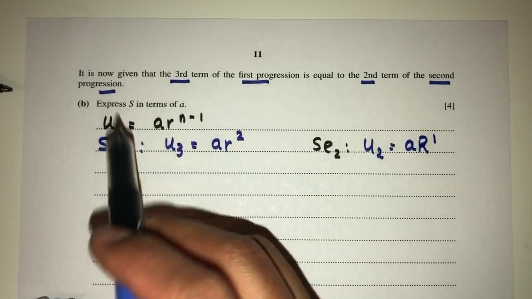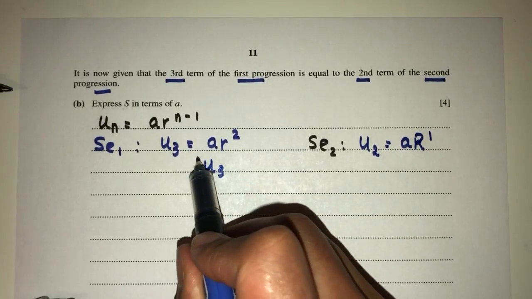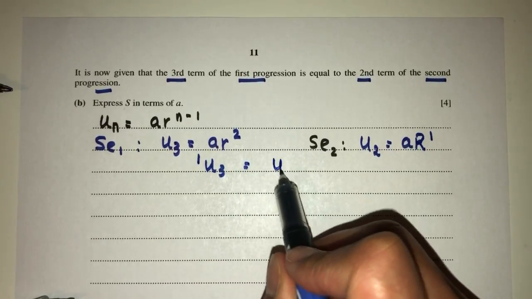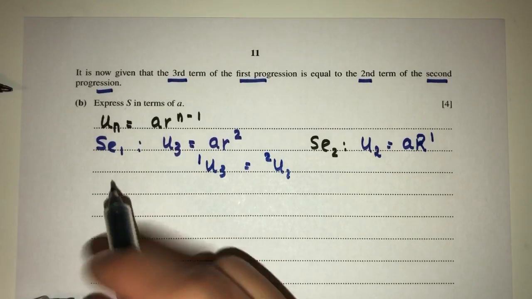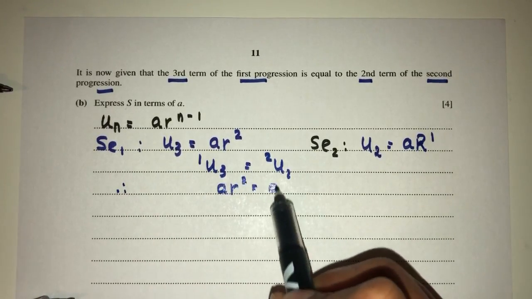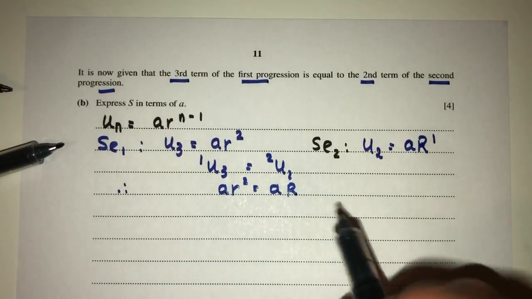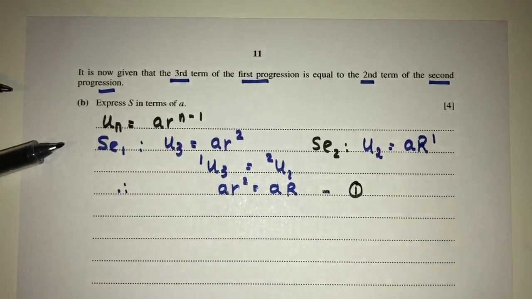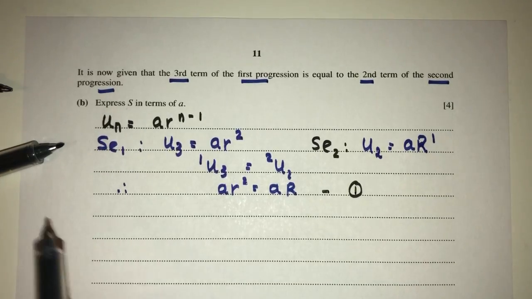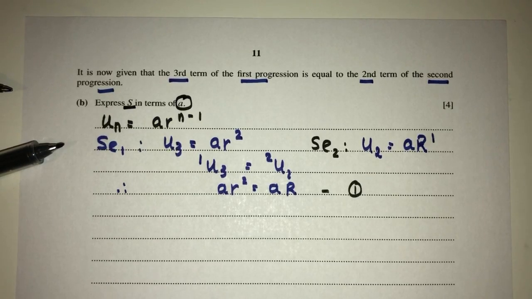Now we are saying that this is equal, so we know that u3 from the first one is equal to u2 from the second sequence. So basically we have an equation which is AR squared is equal to AR power 1. That's my equation. Now, that's my goal here, we have to express S in terms of A. How can I do that?